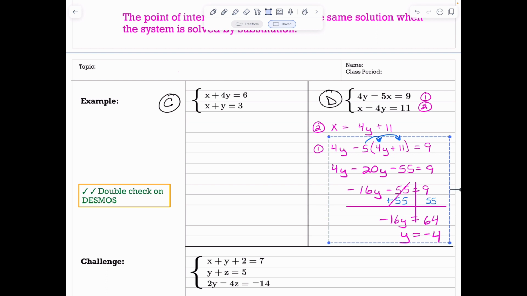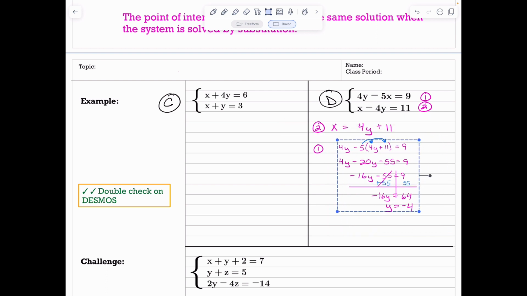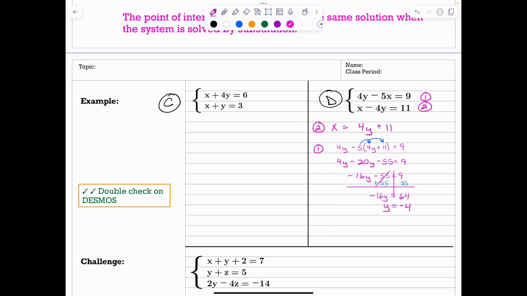Am I done yet? Nope. What's left to do? Solve for x. I have my y. I'm going to plug that y in to somewhere. I can plug it back in right up here. So I'm taking my new equation number 2, and I plug in the y so that I can solve for x. That's going to be negative 16 plus 11, and negative 16 plus 11 is negative 5. So x is equal to negative 5.